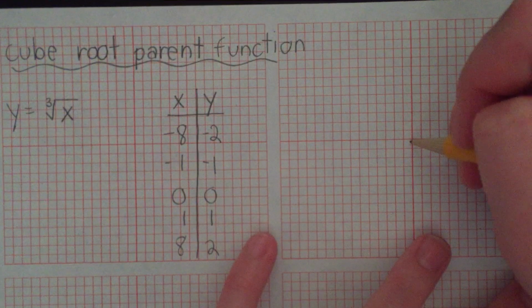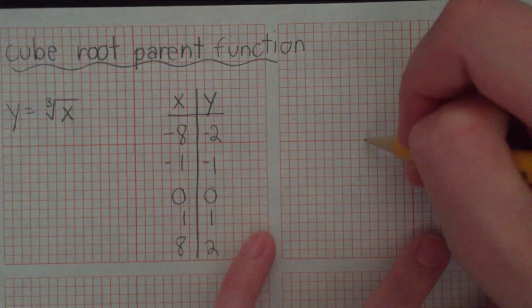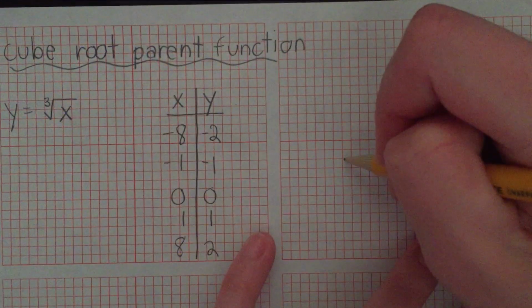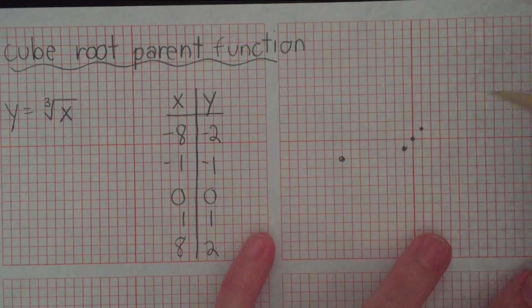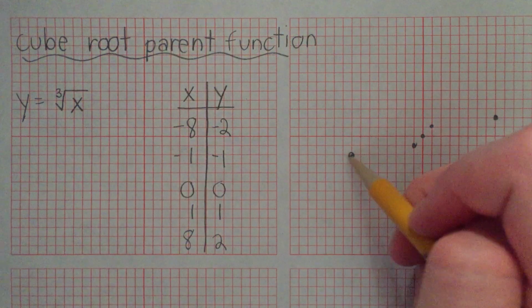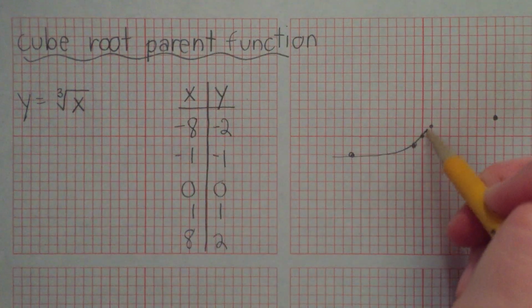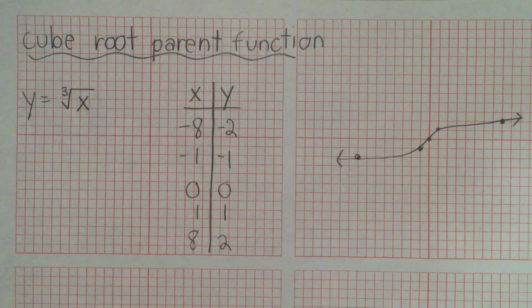So on this one, we've got the points (-8, -2), (-1, -1), (0, 0), (1, 1), and (8, 2). So it looks like the cubic parent function, but kind of sideways.